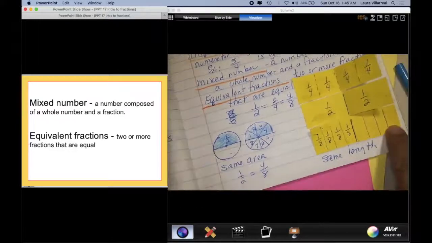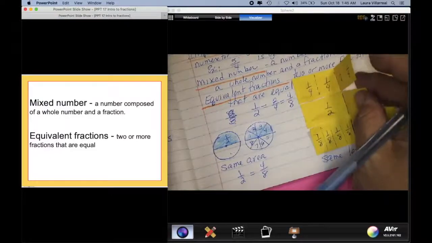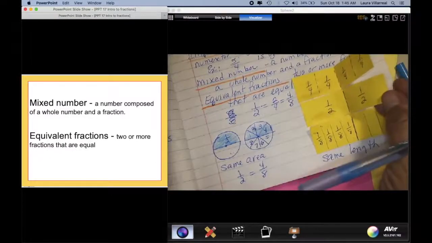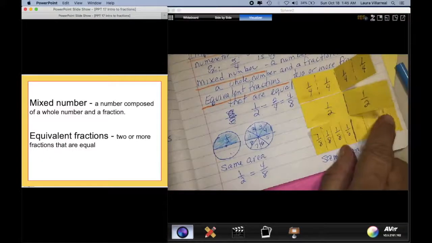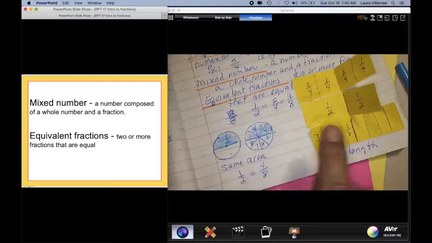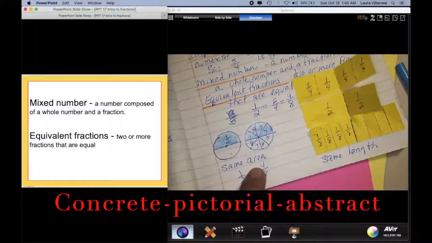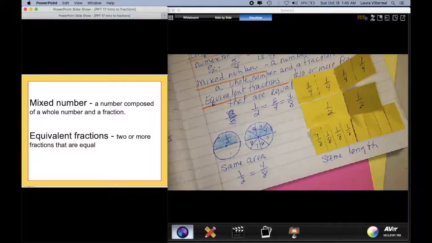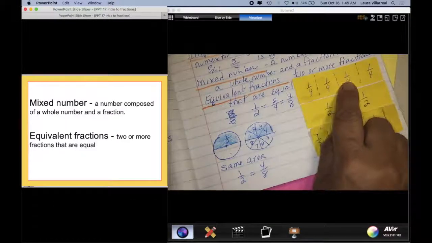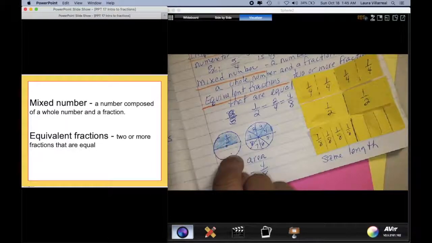Whether it's a fraction strip, I can use a model, a concrete model, something as simple as a sheet of paper. So here I'm doing models, and here I'm drawing a picture. So this is the concrete model, and here I am in the pictures level of understanding. So equivalent fractions are two or more fractions that are equal in length or equal in area.